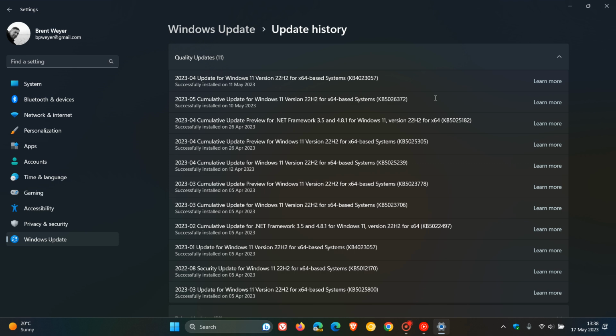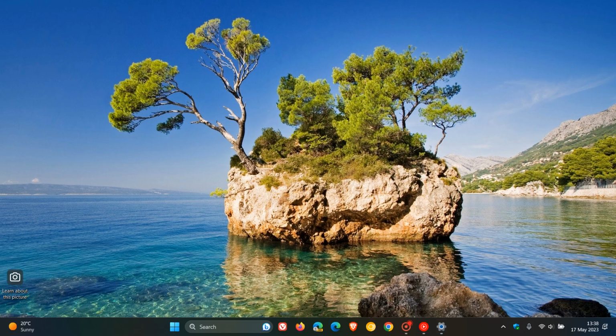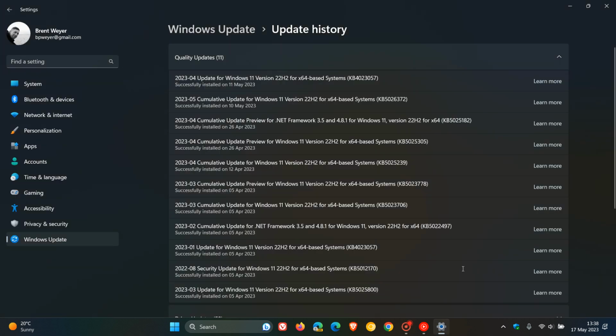And another thing is that although these issues are not mentioned by Microsoft as a known issue on their health dashboard, Microsoft has mentioned to Bleeping Computer, which is an online media outlet, that they are aware of the issue and are "looking into it." So although it's not a known issue, Microsoft has mentioned that they are aware of this issue and are looking into resolving the issue.